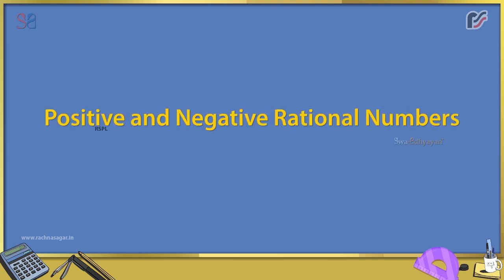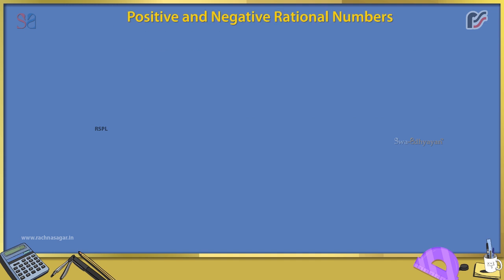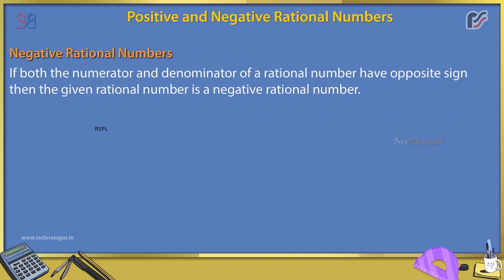Positive and negative rational numbers. Negative rational numbers. If both the numerator and denominator of a rational number have opposite sign, then the given rational number is a negative rational number. Example, minus 4 by 5 and 7 by minus 3 are negative rational numbers.